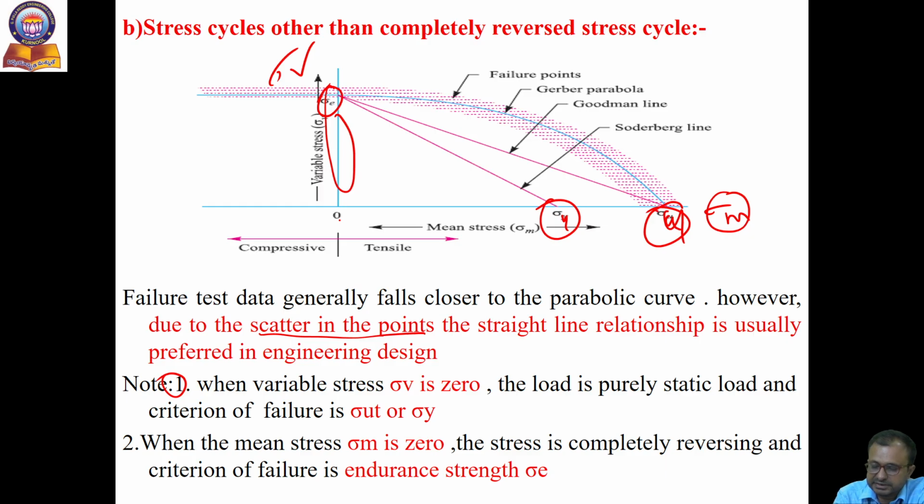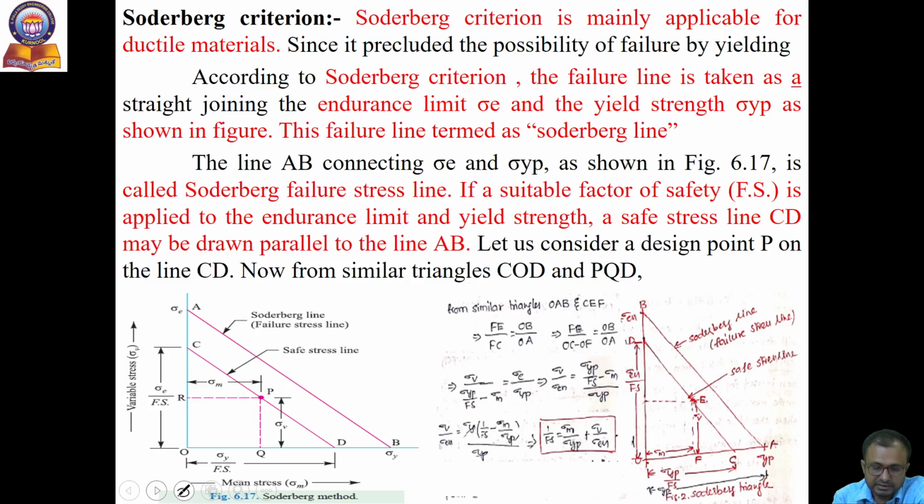When the mean stress becomes 0, the stress is completely reversing, and the criterion of failure is the endurance strength. Then here we focus on the Soderberg equation. The Soderberg criteria is mainly applicable for ductile materials, since it precludes the possibility of failure by yielding.